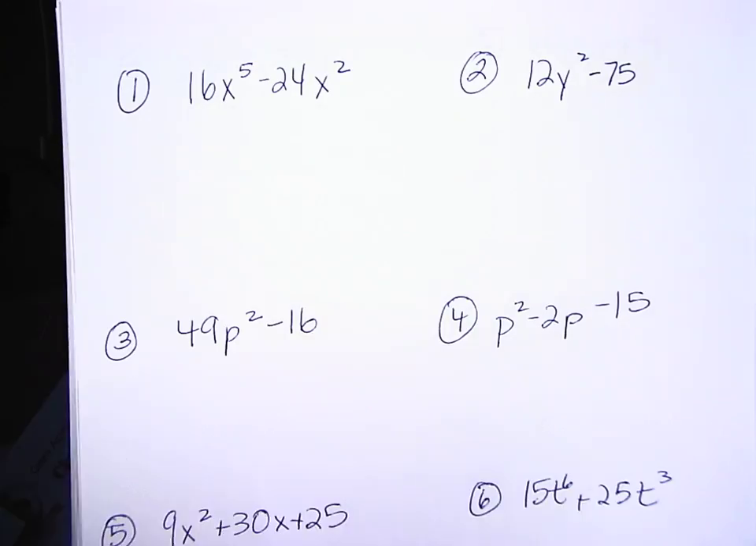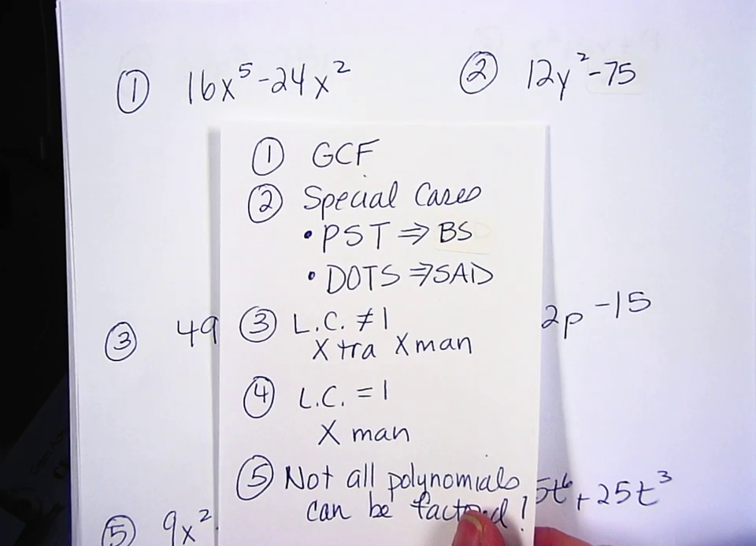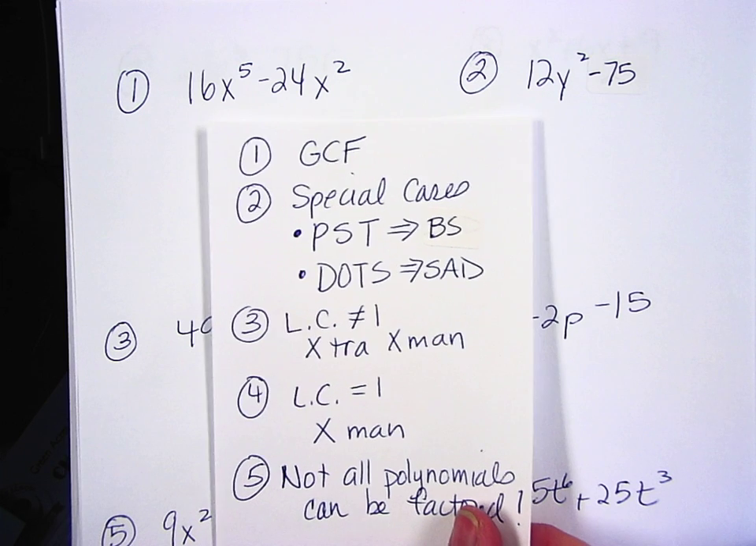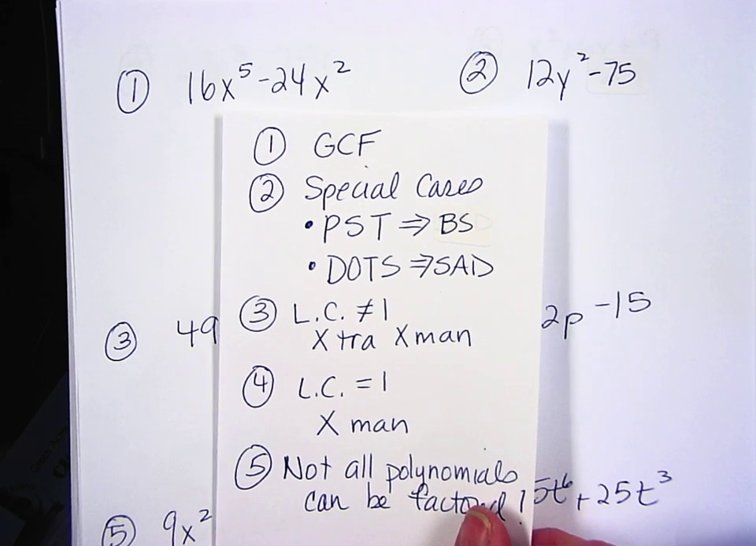We have a menu for this. The menu looks like this. Whenever you're asked to factor a polynomial, you follow this menu to the T. Go through every step. It's the law.